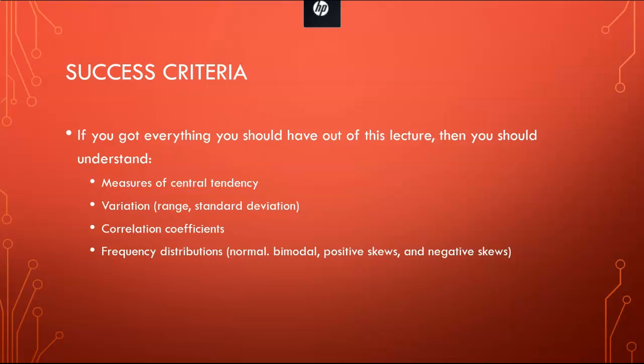So we've reached the end of our lecture for this time. In order to tell if you understood everything you should have, you need to be sure to understand what measures of central tendency are and be able to name the three of them. You should understand the idea of variation, both range and standard deviation, what correlation coefficients are, and last but not least about some basic frequency distributions: normal, bimodal, positive skews, and negative skews. With the frequency distributions, you should also be able to sketch them out quickly and identify them on sight. In other words, the drawings should be on your flashcards.